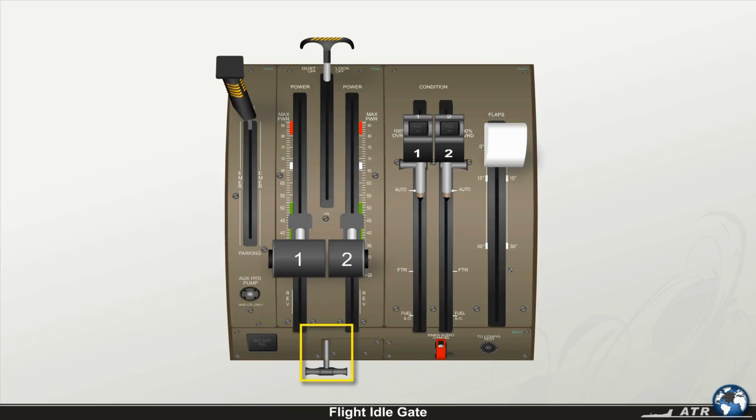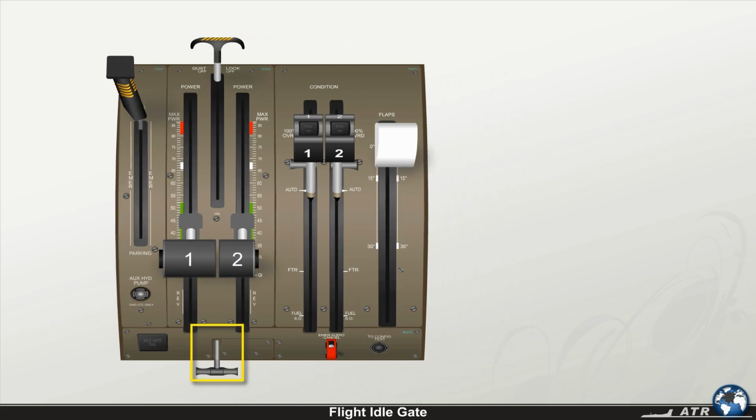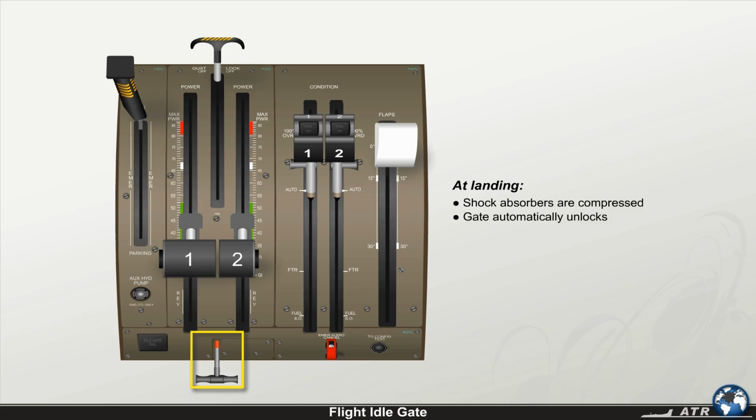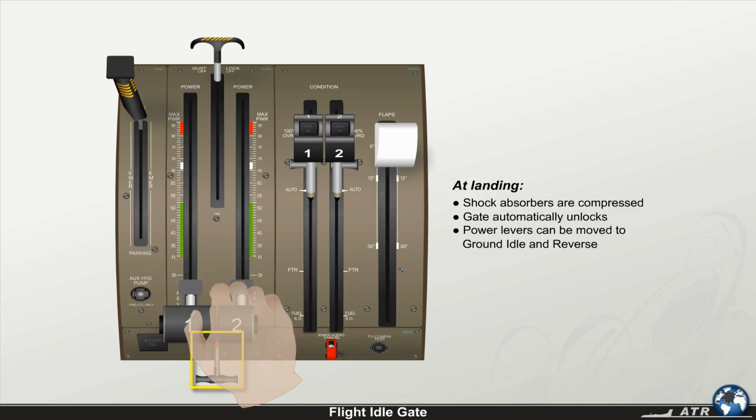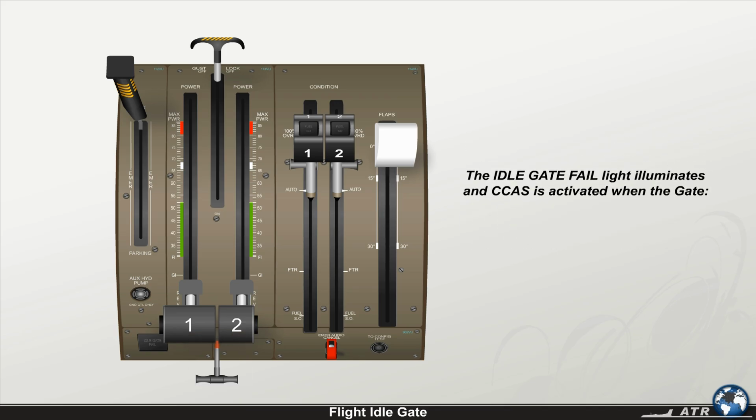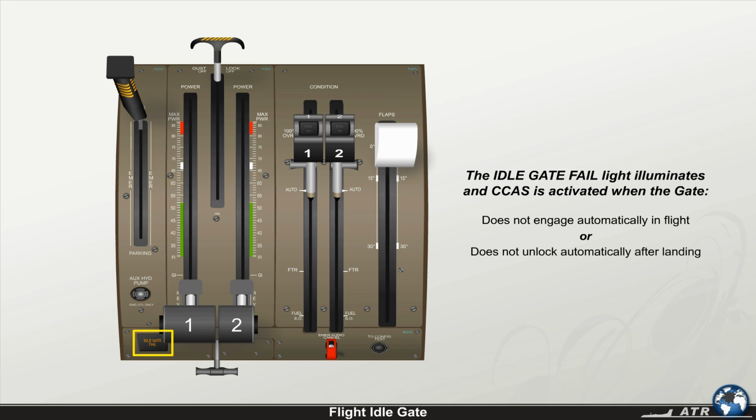The flight idle gate prevents the power levers from being retarded below the flight idle position as soon as the landing gear shock absorbers are released. At landing, as soon as the shock absorbers are compressed, this gate automatically unlocks and the power levers can be moved down to ground idle and reverse. The idle gate fail light illuminates amber, and the CCAS is activated when the gate does not engage automatically in flight or does not unlock automatically after landing.